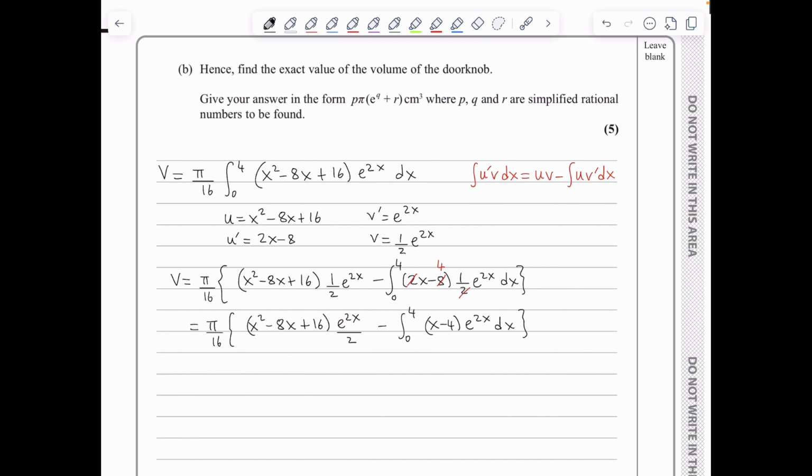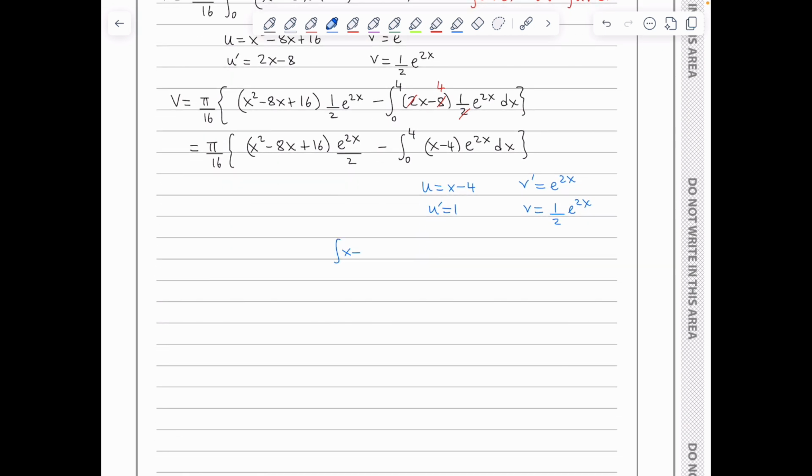I will apply integration by parts for a second time, this time on the integral of x minus 4 times e to the 2x. So I'll be setting u to be x minus 4 and v dash to be e to the 2x. This means that u dash is equal to 1 and v is a half e to the 2x, and therefore the integral of x minus 4 times e to the 2x dx is going to be x minus 4 times a half e to the 2x minus the integral of a half e to the 2x dx.